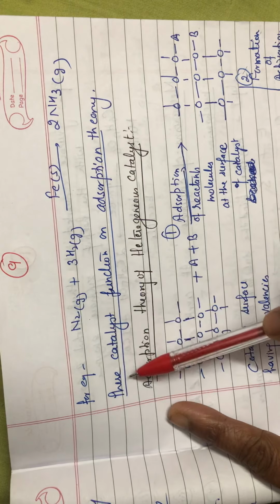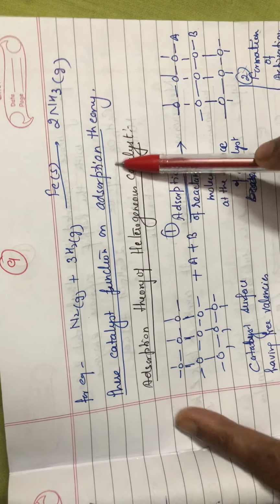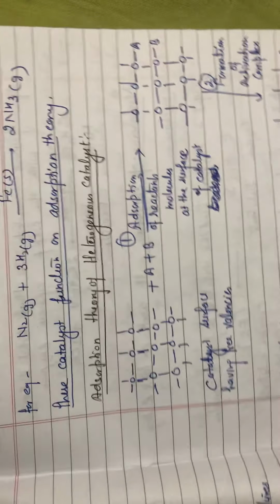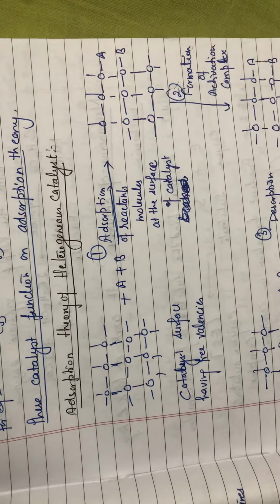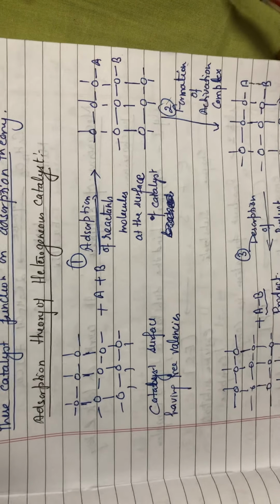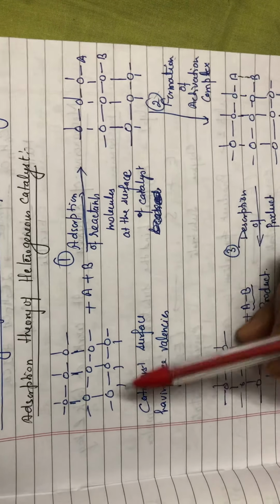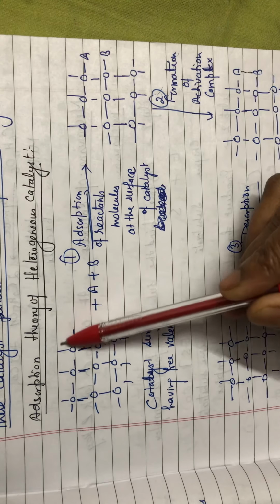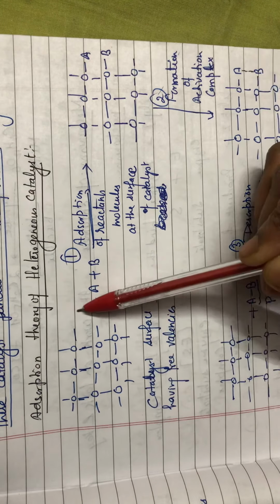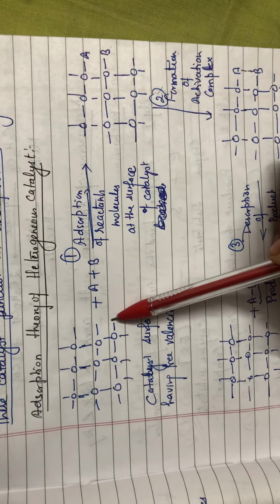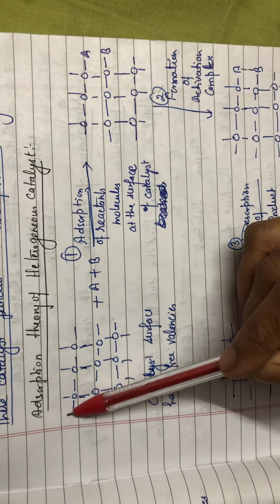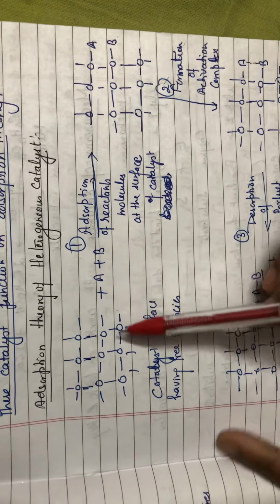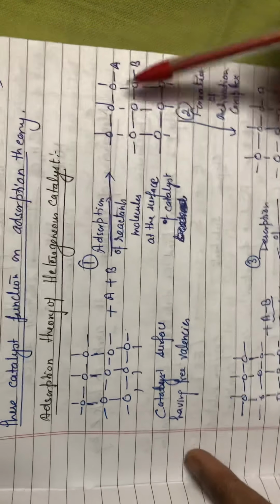Heterogeneous catalysts function on adsorption theory. What is this adsorption theory? Look here. This is the catalyst. On the surface area of the catalyst there are many binding areas, free valencies, or unbalanced surface molecules. So first of all, they will adsorb reactant molecules at the surface.